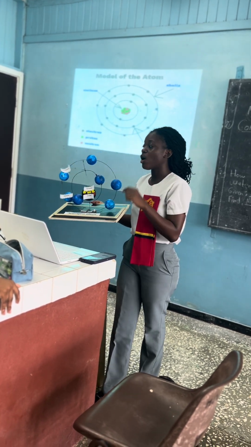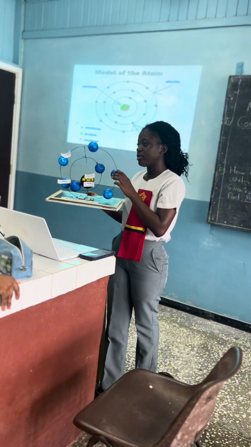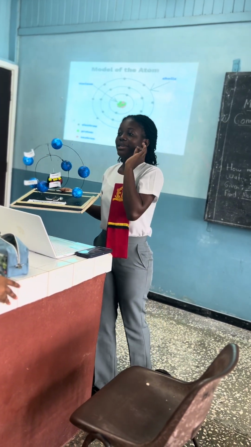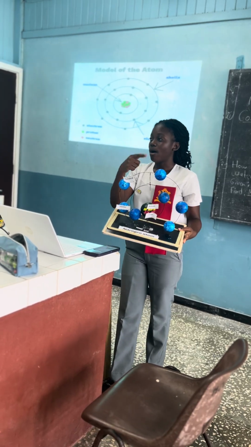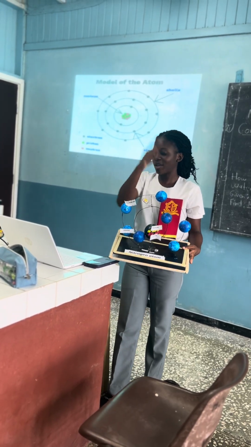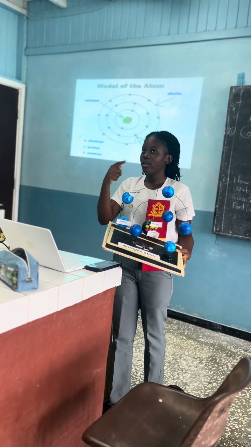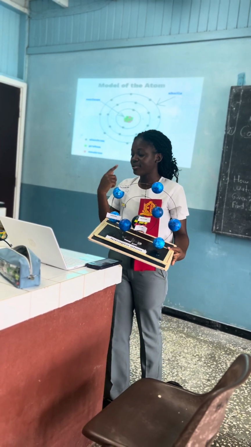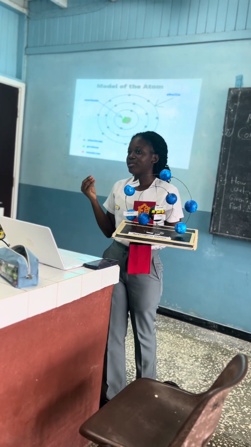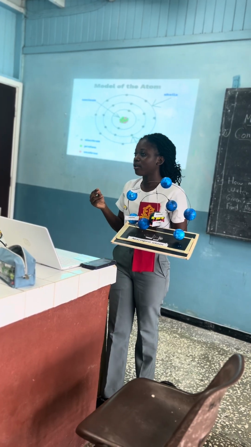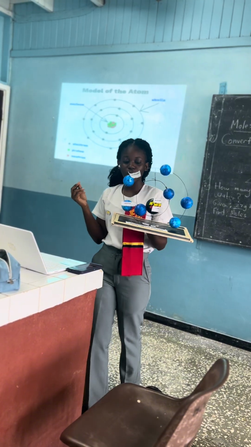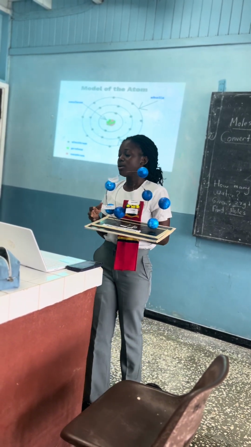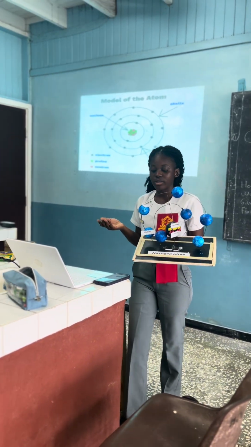Now the blue balls on the shells outside of the nucleus, the electrons, are negatively charged. They move around the nucleus very fast in different directions. It's like bees swarming around a bee nest. It's so fast that it creates an electron cloud. Look, it creates an electron cloud, meaning that it is very cloudy on the outside.